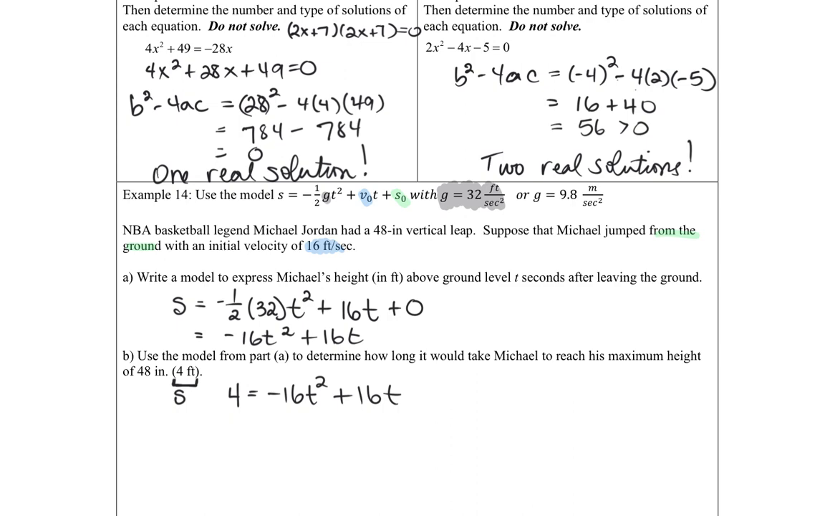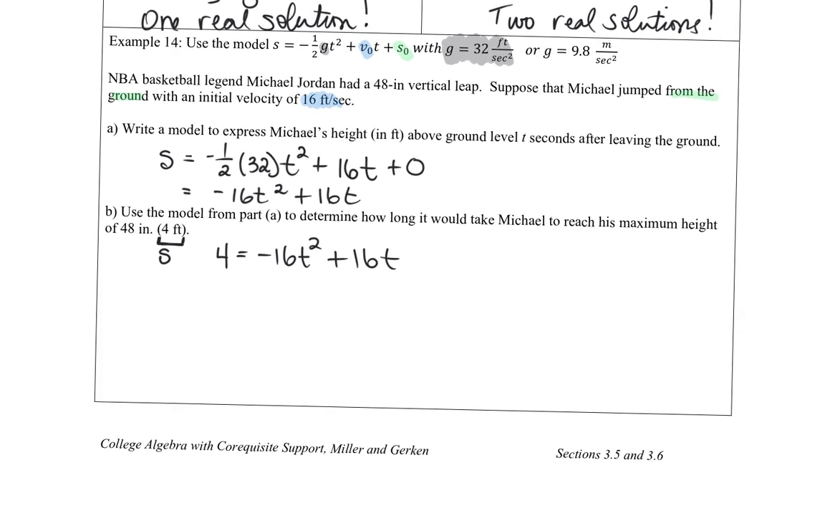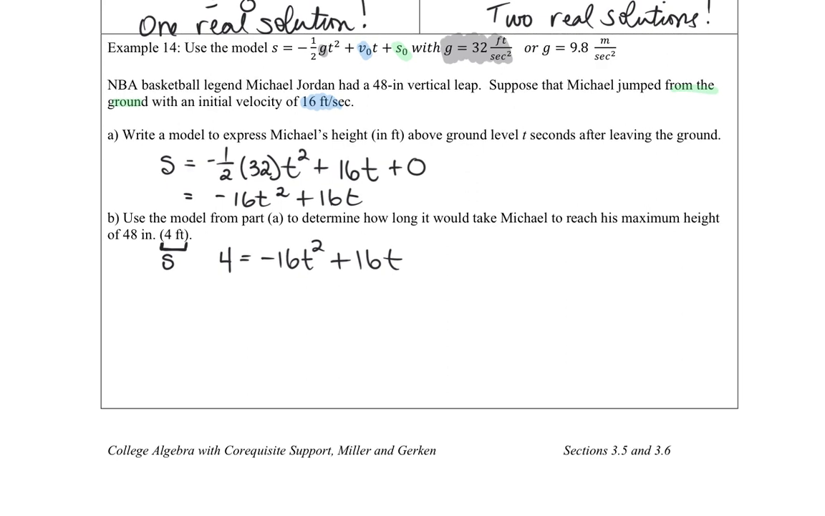Okay, I like this problem for a couple of reasons. First of all, it gives us an opportunity to talk about the fact that we need to move this stuff to this side because I want this number in front of the t squared to be positive. So if I bring that over, I'm going to get 16t squared. That one coming over is going to become -16t plus 4 equals 0. Just watch your signs, right? Bring this one over, it becomes positive. Bring this one over, it becomes negative.